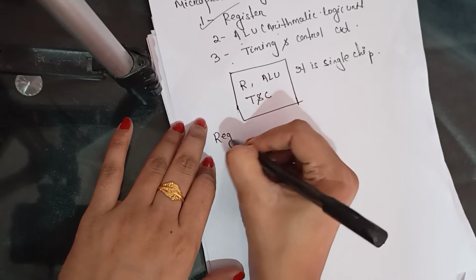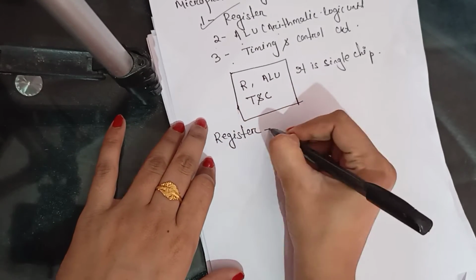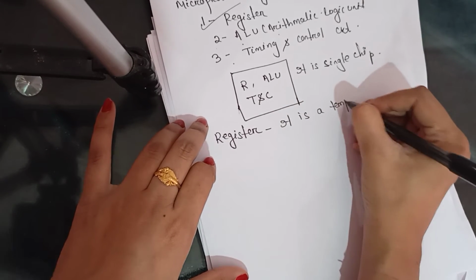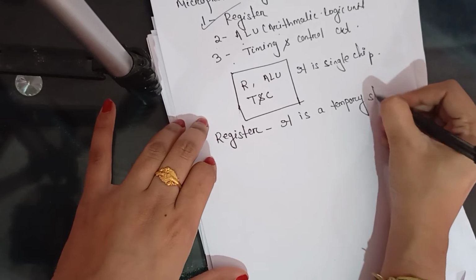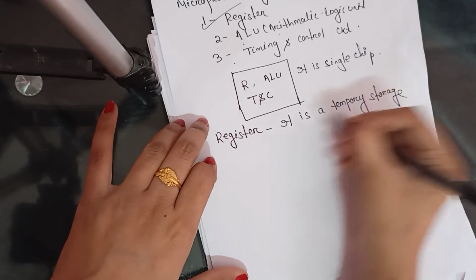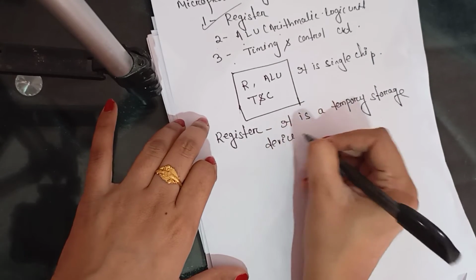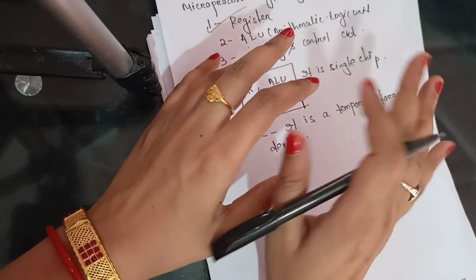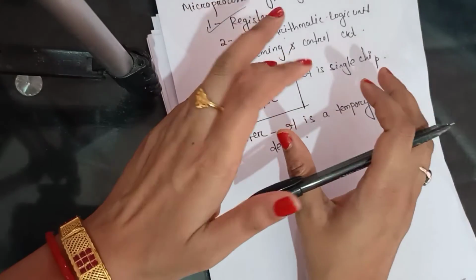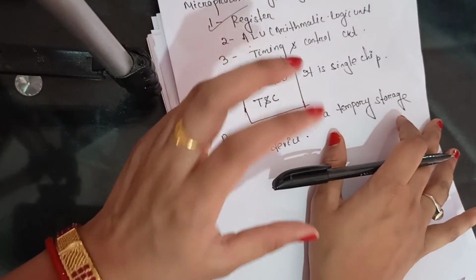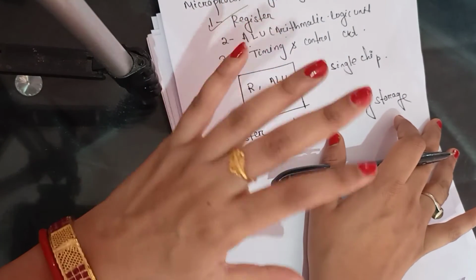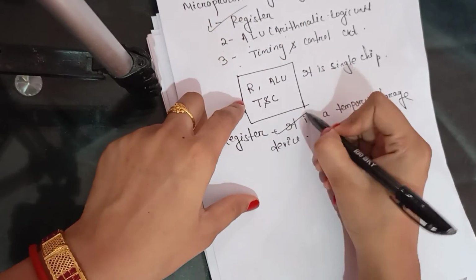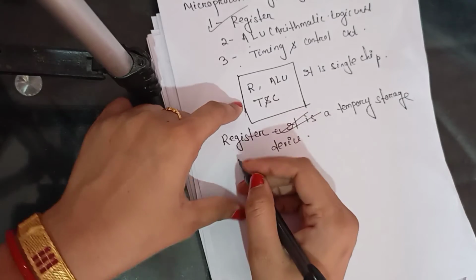What is the function of your register? It is a temporary storage device. Whatever data we are sending inside the register, it will save for a temporary time, not a permanent time, not for the long term. It will save for the short term. Okay, so your register is a temporary storage device.